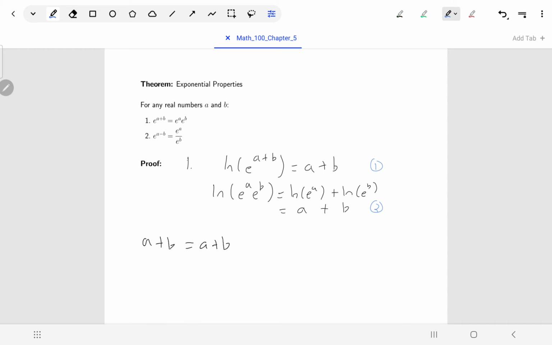So I'm writing something down that feels kind of silly to say, that a plus b equals a plus b. In other words, I'm saying that the output from the first equation and the output in the second equation are the same. So that means that the inputs for the natural logs must have been the same, and that's because natural log is a one-to-one function.